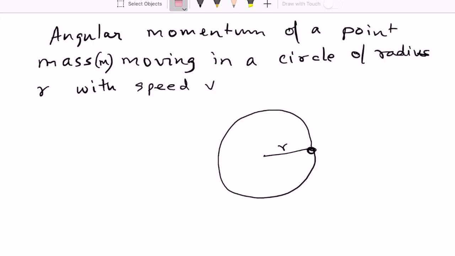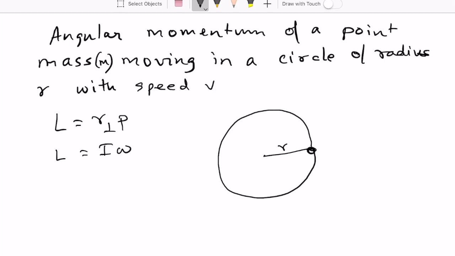All right, so let's calculate the angular momentum of a point mass m moving in a circle of radius r with speed v. Okay, so how do we do this? We've seen that there are two formulas for angular momentum. One is linear momentum multiplied by the lever arm, r perpendicular times p, which is the same as rp sine theta. And then there is also L is equal to I omega. So which one do we use here? It turns out that for a point mass, you can use either one, right? And I'll show you that both of these give you the same answer.